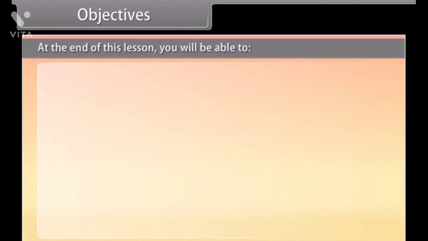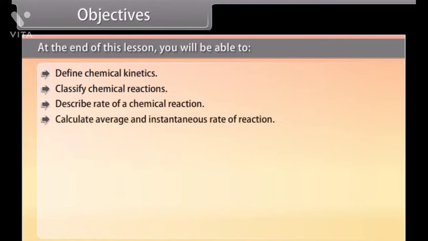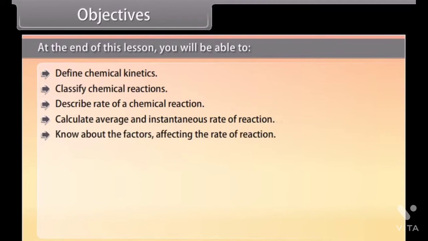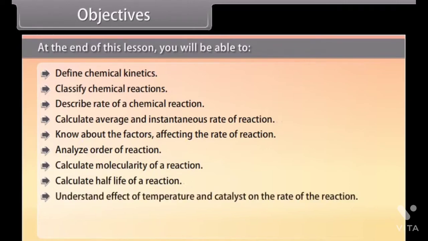Objectives. At the end of this lesson, you will be able to define chemical kinetics, classify chemical reactions, describe rate of a chemical reaction, calculate average and instantaneous rate of reaction, know about the factors affecting the rate of reaction, analyze order of reaction, calculate molecularity of a reaction, calculate half-life of a reaction, understand effect of temperature and catalyst on the rate of the reaction, derive Arrhenius equation, and explain collision theory.